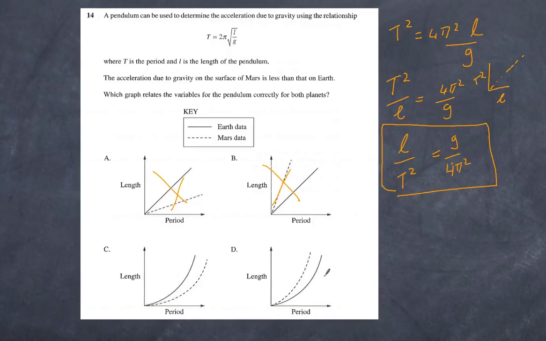Now, which curve is it? As you can see, L over T squared is equal to g over 4 pi squared. If g is bigger, it's going to be a steeper curve. So the only possible answer is this one, because here we have a steeper curve the whole time compared to that over here, and of course this is Mars and this is Earth. So the answer is C.